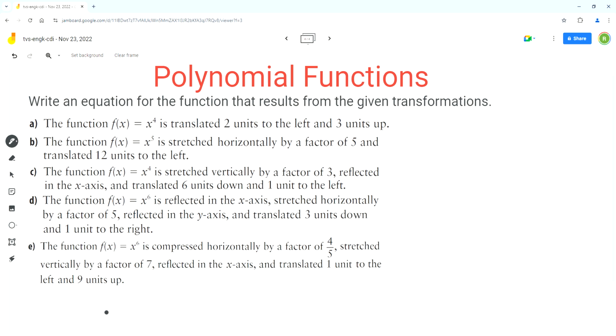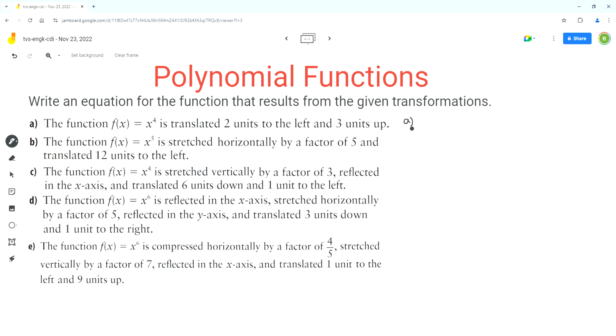So in this video, we'll solve this problem using the concepts of transformations for polynomial functions. As per the problem, write an equation for the function that results from the given transformations. So let's start with part A.